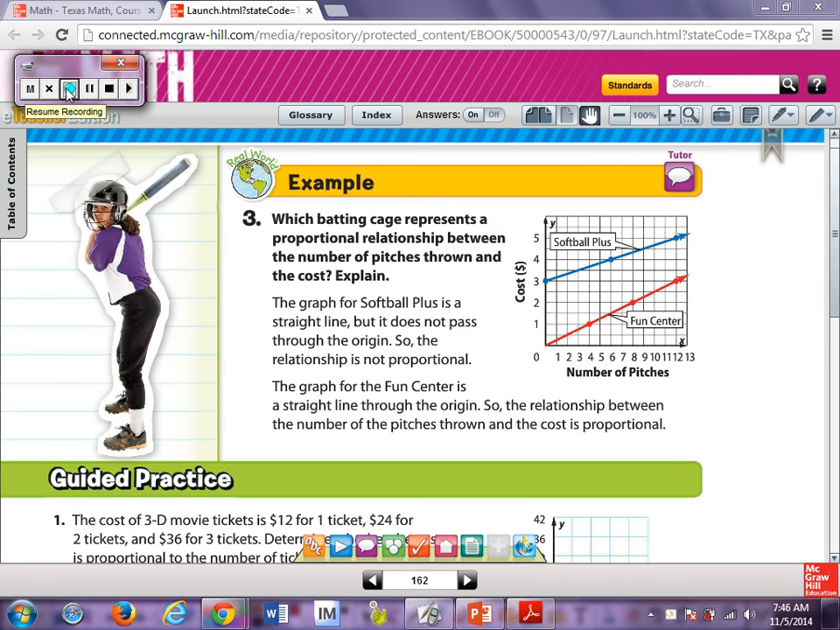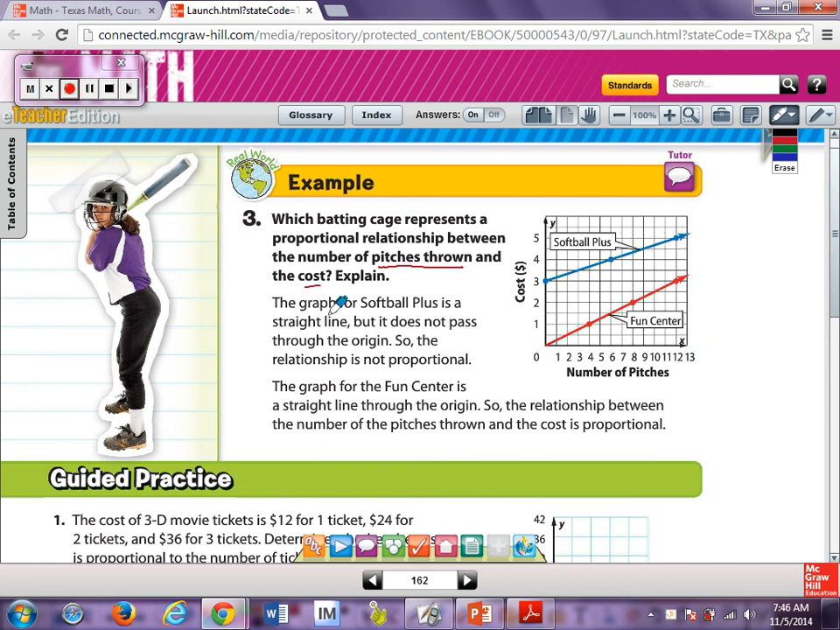All right, finally, here we are on page 162, and we're going to look at example 3. It says, which batting cage represents a proportional relationship between the number of pitches thrown? So let's go ahead and kind of underline that, because that's important. Pitches thrown and the cost. So we should have pitches thrown, which is just a number, and the cost, which will be measured in dollars. So here we go. 0 pitches up to 13.